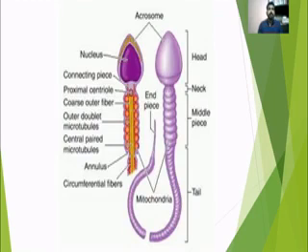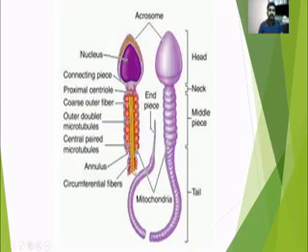Then here is also the same picture of the sperm, but here we can observe it in more detail. You can see here this is a microtubule. Two microtubules are present at the center, and nine are at the periphery region. And these are the mitochondria. They are arranged in a spiral.